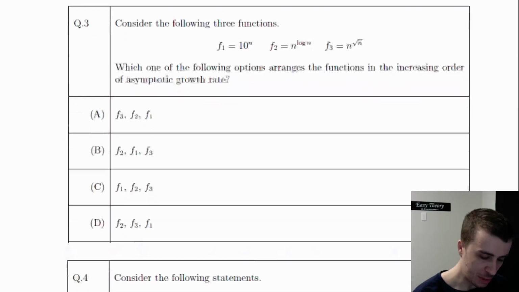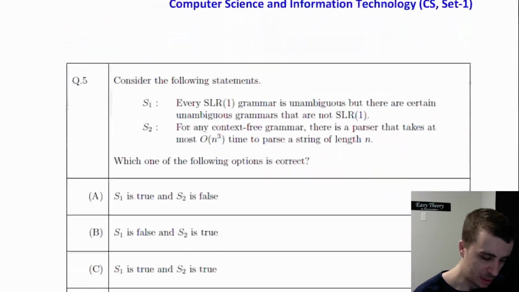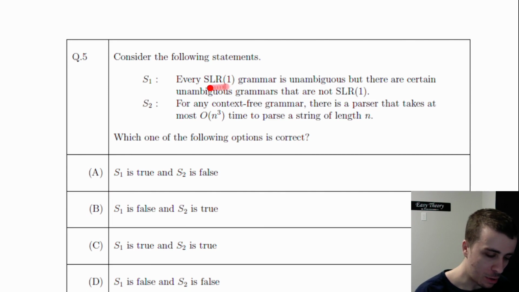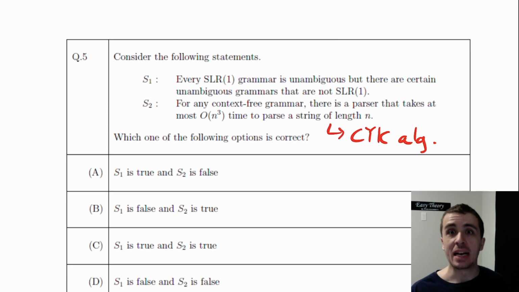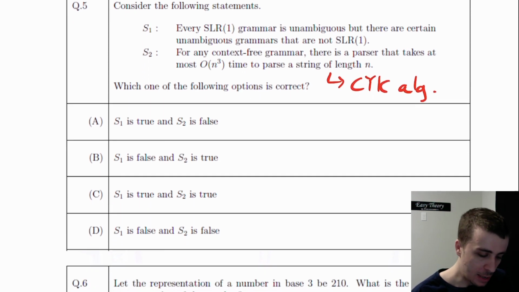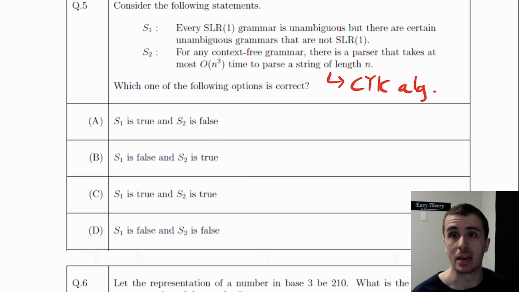Let's see. This one is about asymptotic growth, not really theory type stuff. No, that's not theory. I don't know much about SLR grammars, but I remember getting asked this question. For any CFG, there's a parser that takes at most n cubed time, and the reasoning for that is that there is something called the CYK algorithm, and it's a dynamic programming algorithm. So I don't know which of the answers it actually is, but S2 has to be true. So it's one of B or C, but I don't know much about SLR grammars. I need to read up on it.